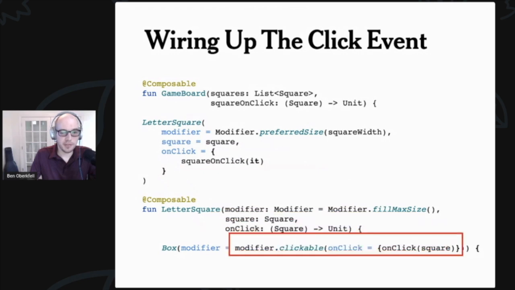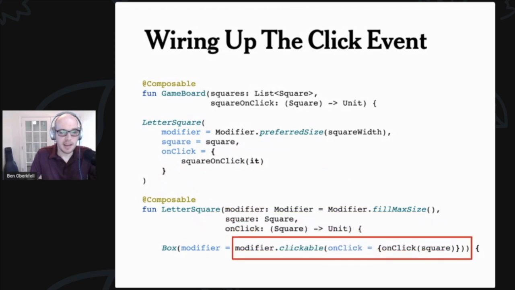So now we get to the letter square, and that's another parameter. Now we get down to this level, and our box that makes up the letter square, we're going to add a modifier called clickable. This will cause it to call that click method when you click on the box. And what's cool is that when you add clickable, it even adds a material ink ripple right onto the view, and you get that for free.